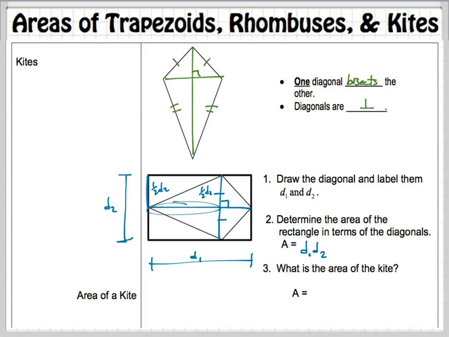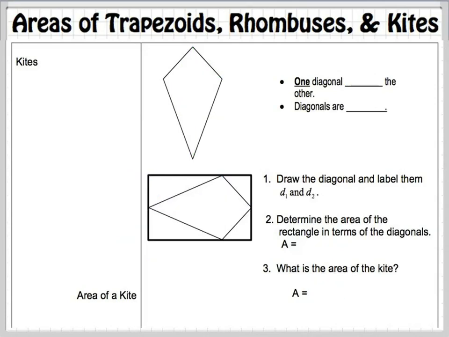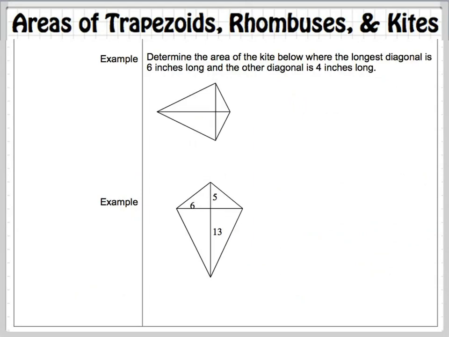I'm sure there is a way to derive this formula, but I'm just going to give it to you guys. It's the same as the rhombus. It's 1/2 d sub 1 times d sub 2. Okay, and I don't want to spend any more time on this. So let's just look at the examples here.